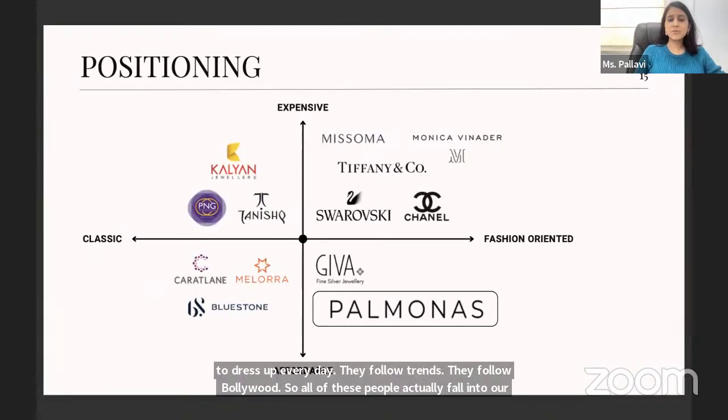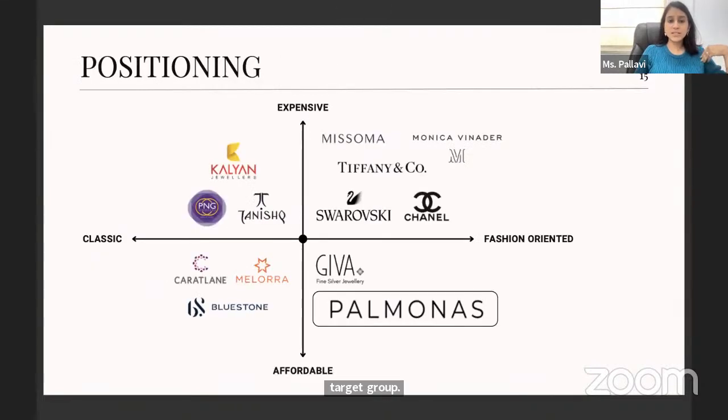This is a positioning chart where you'll get an understanding of where we lie. In this area, our closest competition is Jiva. But like I said, our products are way more superior in terms of quality compared to Jiva, and that's when we've scaled up very, very quickly. Our repeat purchase rate is almost 30%, which is a very high repeat purchase rate in this category.